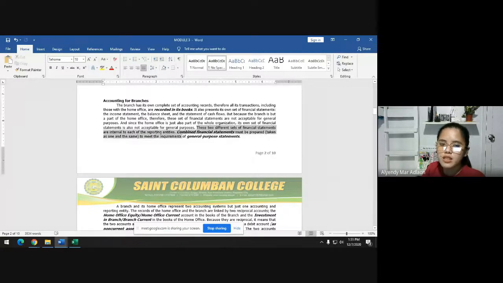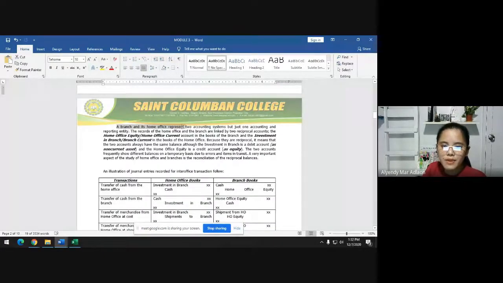These two different sets of financial statements are internal to each of the reporting entities. Combined financial statements must be prepared, taken as one and the same, to meet the requirements of general purpose statements. A branch and its home office represent two accounting systems, but just one accounting and reporting entity. The records of the home office and the branch are linked by two reciprocal accounts. These are the reciprocal accounts that we will have to eliminate in our combined financial statements. So we have the home office equity or home office current account in the books of the branch, and the investment in branch or branch current account in the books of the home office.